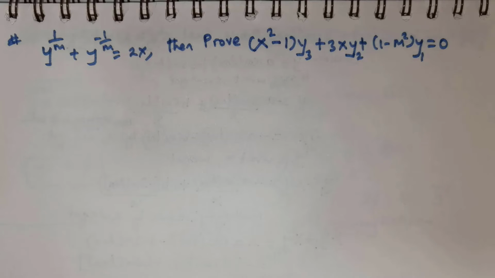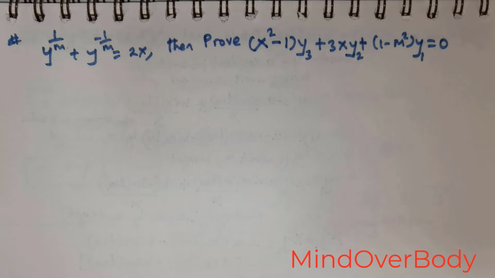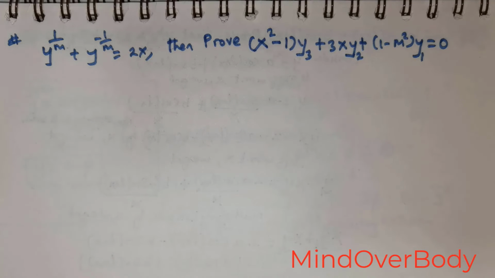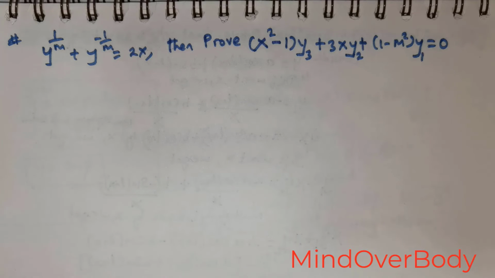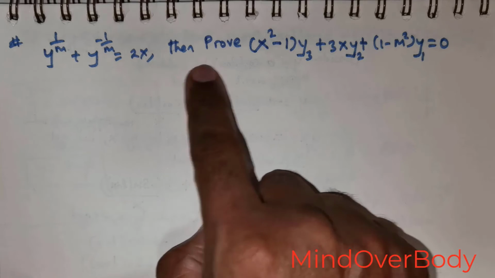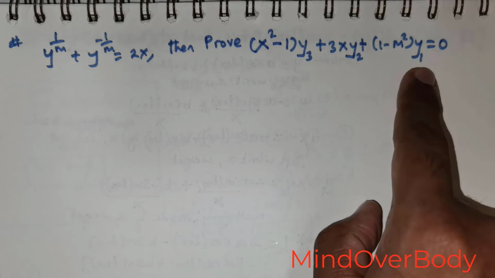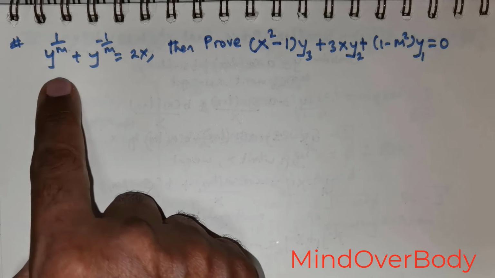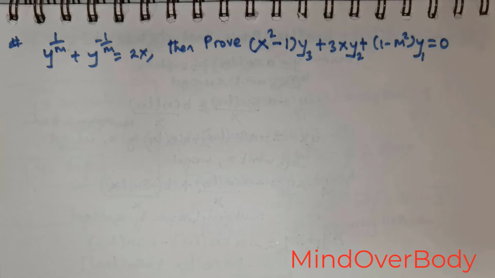Students, we've got a beautiful question. Given that y raised to the power of 1 over m positive y raised to the power of negative 1 over m is equal to 2 times x, we are expected to prove x squared negative 1 times y3 positive 3 times x y2 positive 1 negative m squared times y1 is equal to 0. This is a very beautiful result that we have to achieve, and all that we have been given is y raised to the power of 1 over m positive y raised to the power of negative 1 over m is equal to 2x.